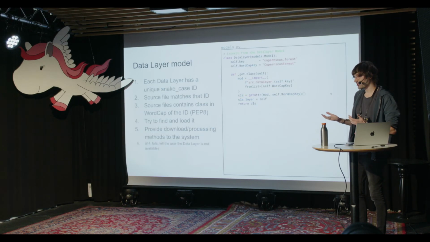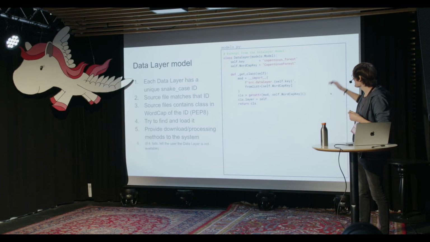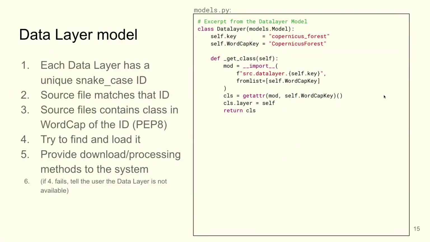So I have the data layer model, which encapsulates the data source. It has a key, which is a unique identifier written in snake case. And then I have the actual file on the file system, which matches this ID; the file name also matches the snake case name. Inside that file, I have the same name, but in WordCap, as all Python classes should be in WordCap, I guess. And then I dynamically have this getClass method inside my model, which looks if the file is present, loads it and tries to instantiate the class inside the file, which of course can fail if the file is missing or the class has a bug. So it's a little bit not that stable.